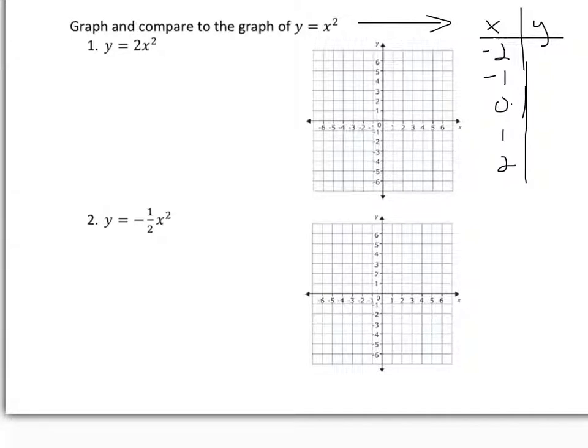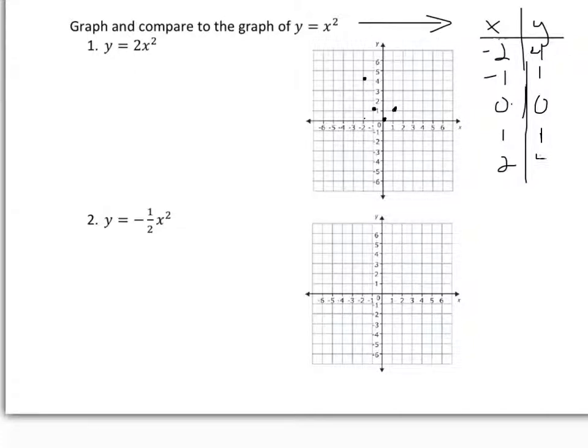We're going to plug each of these in for x and find out what y is. If we plug in -2 for x, what's y going to be? It's going to be -2 squared. -2 times -2 is 4. So if we're at -2, we're going to plot up at 4. For -1, we have -1 squared, which is 1. For 0, 0 squared is 0. Now for 1, 1 squared is 1.